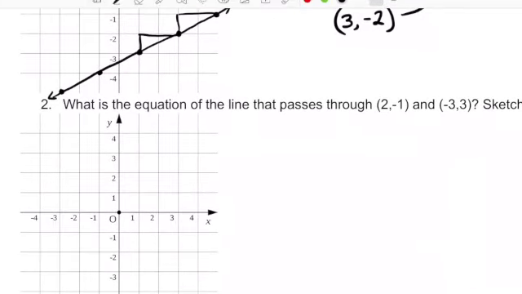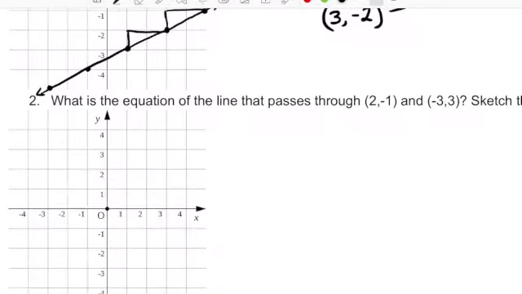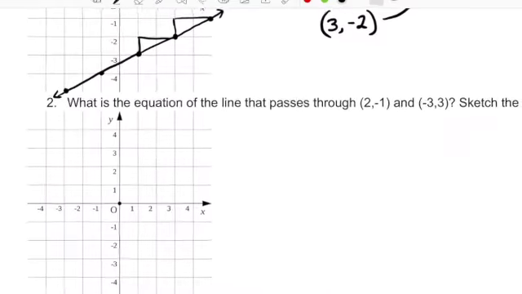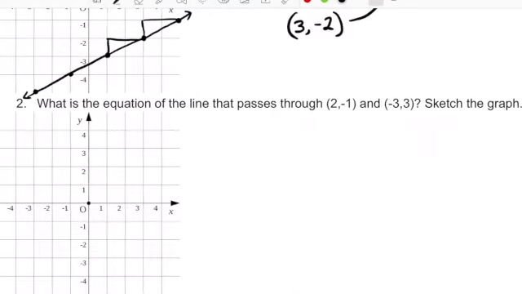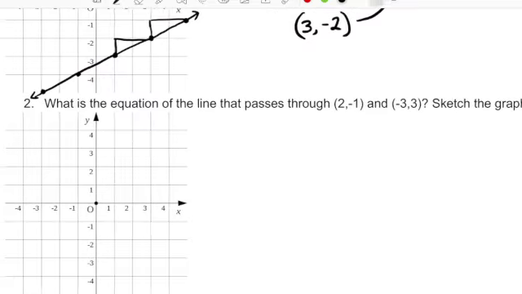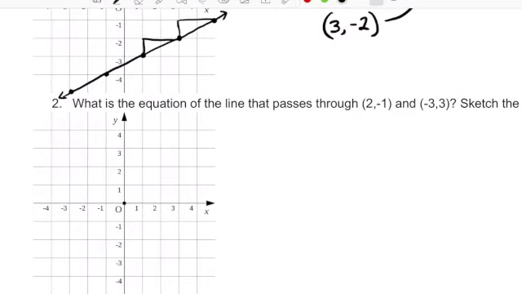Number 2, what is the equation of the line that passes through (2, -1) and (-3, 3)? Sketch the graph. Oh, on this one they don't give us the slope. So we're going to take these 2 points, and we have to find the slope, which we know how to do.